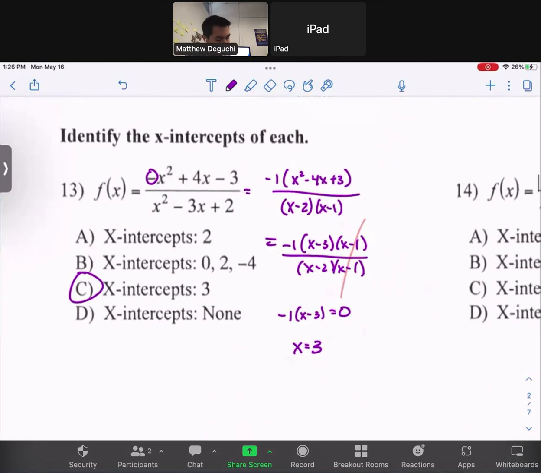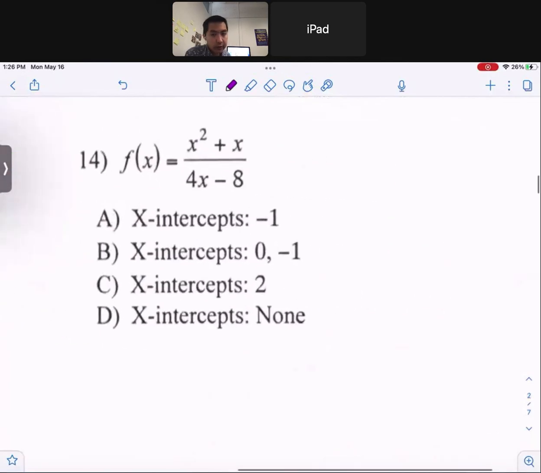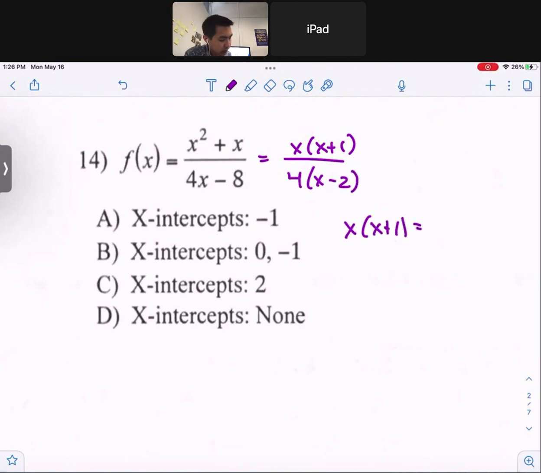Okay, last problem for this video. Again, to find your x-intercept, you first need to factor out everything. Nothing cancels, so now we just set the numerator equal to 0. X times x plus 1 equals 0. X has to equal 0, or x has to equal negative 1, which is B.